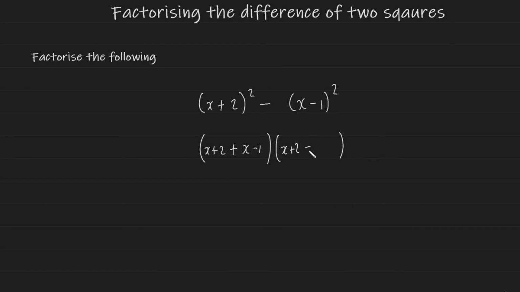Be very careful when you are subtracting an expression. This minus applies to the entire expression. So it's going to be minus x, and then the minus applies to the negative one, which makes it a plus 1. So just be careful about that one there. And if we simplify, we get the following. And this can be rewritten as 3 brackets 2x plus 1. And there you have it. That's how you factorize expressions that have the difference of two squares.